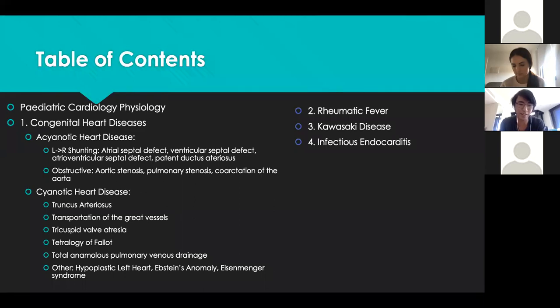And then we've got our cyanotic heart disease, which you can remember by the fact that they all begin with the letter T, and you can also figure them out by counting to 5. So we'll go through that in a bit more detail as we go through the slides.